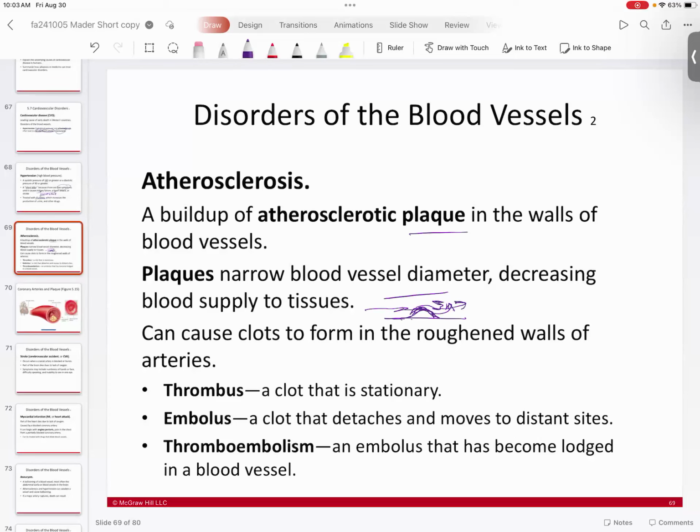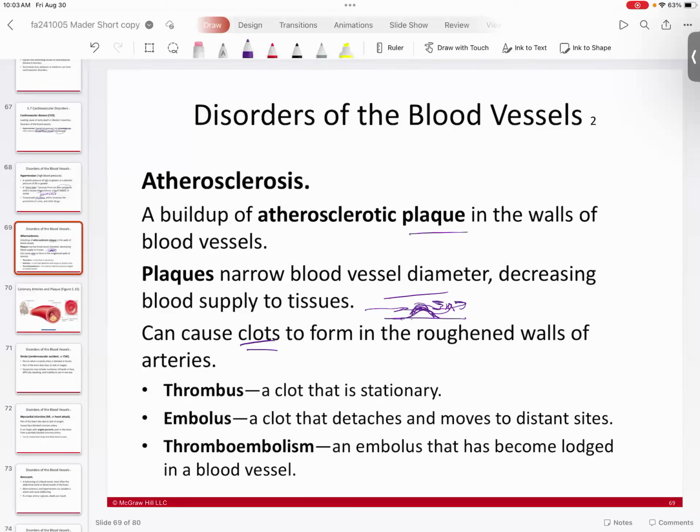That adds to your blood pressure. And then if it gets too thick, it's going to start closing off the actual artery, and it could cause a heart attack. They can also break off and form clots, which could then lodge in an artery somewhere and block the flow of blood, which could kill you.